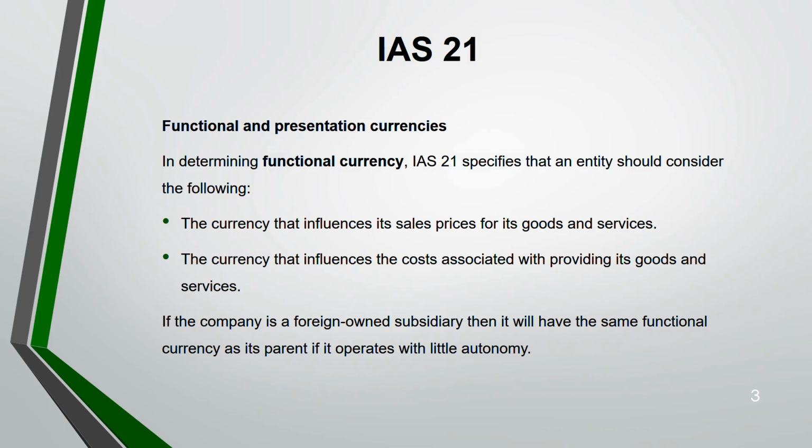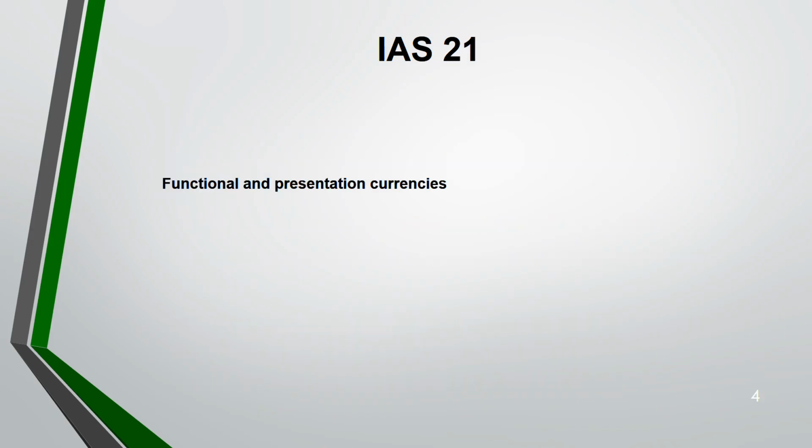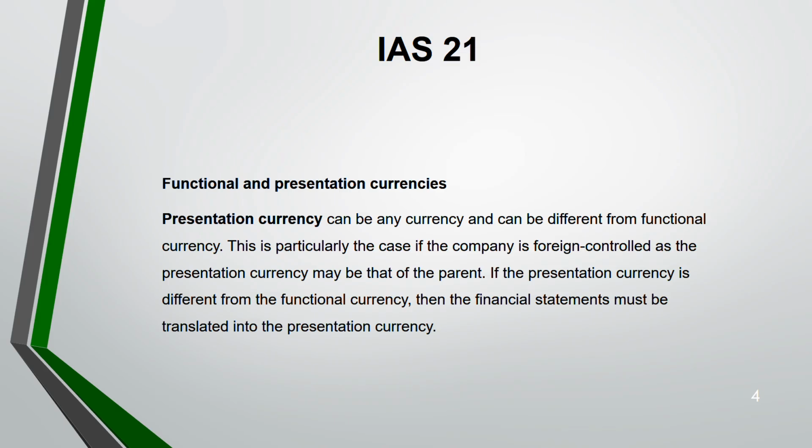If a company is a foreign owned subsidiary, it will have the same functional currency as its parent, if it operates with little autonomy, that means not much freedom is given to that foreign owned subsidiary. So they will follow the same functional currency as the parent. Once determined, functional currency should not be changed. Now, presentation currency can be any currency and it can be different from functional currency.